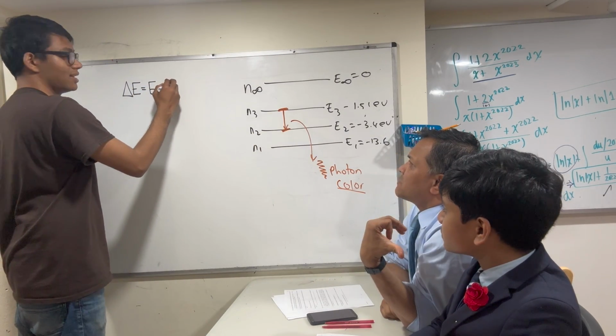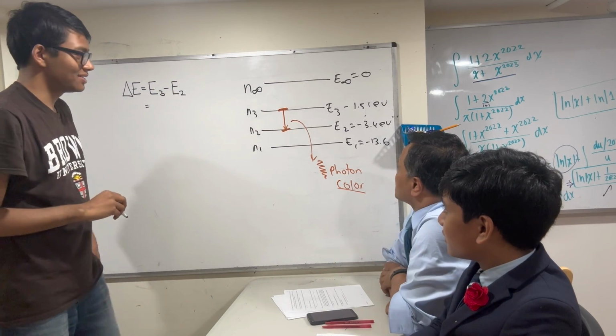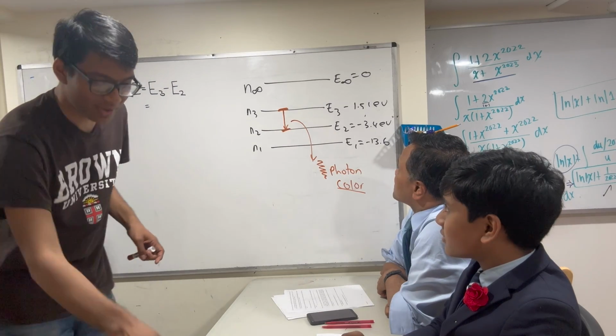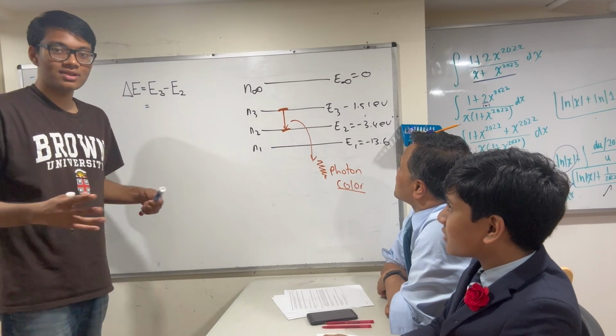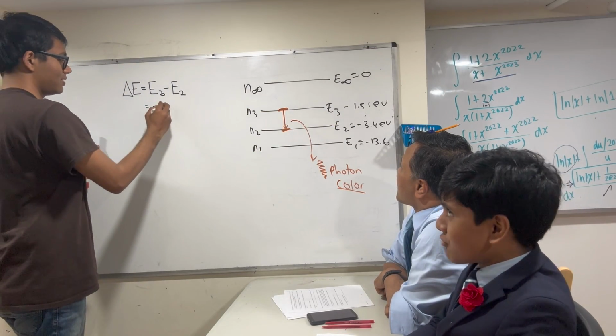I don't know why he had to bring the reduced Planck constant. Yeah, E3 minus E2. Well, as we remember Einstein's famous quote, the ones who don't understand always complicate things. Oh, shut up!